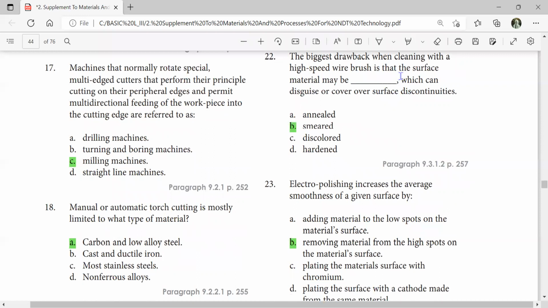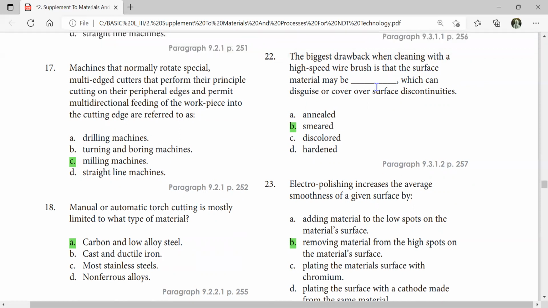The biggest drawback when cleaning with a high-speed wire brush is that the surface material may be smeared, which can disguise or cover over surface discontinuities. This is a problem for DPT.